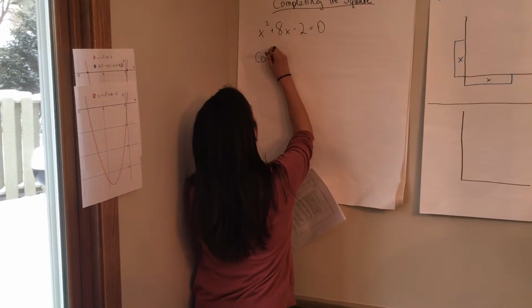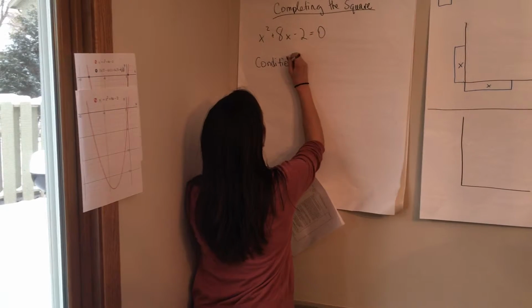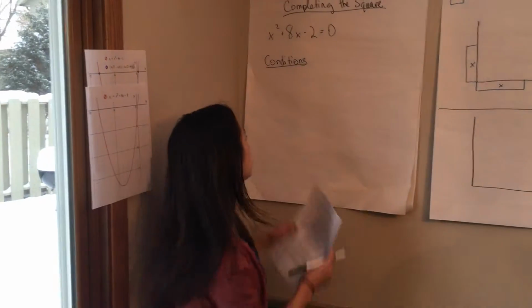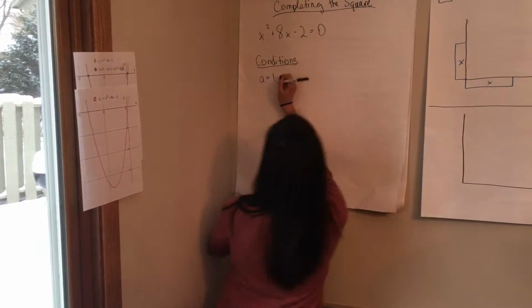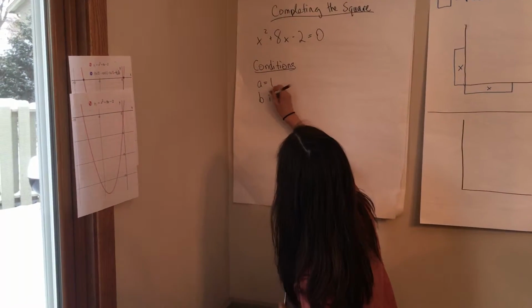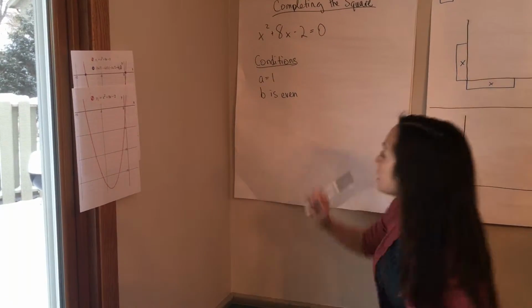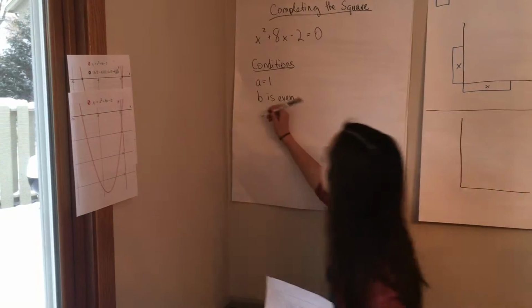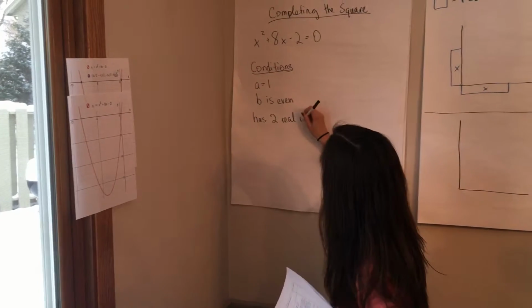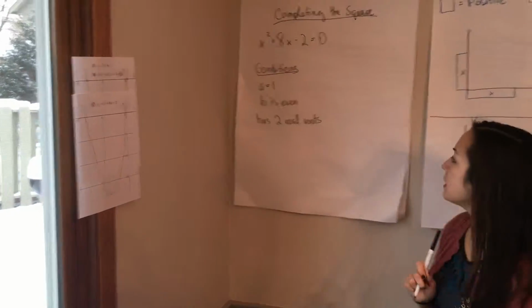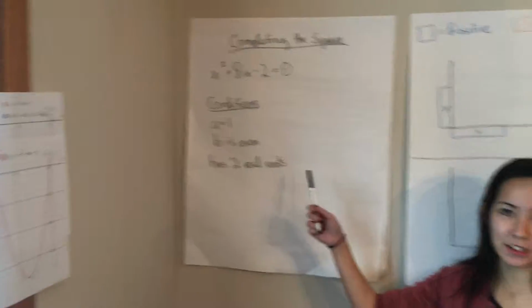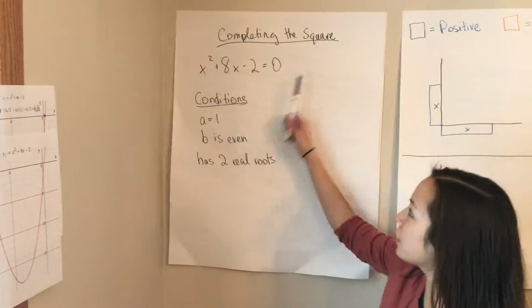So some conditions for this completing the square method we're going to use. The first is that our a value has to equal 1. The second is that our b value is even. And the third is that our equation has 2 real roots. So just for comparison, I'm going to write the standard quadratic form underneath our formula.